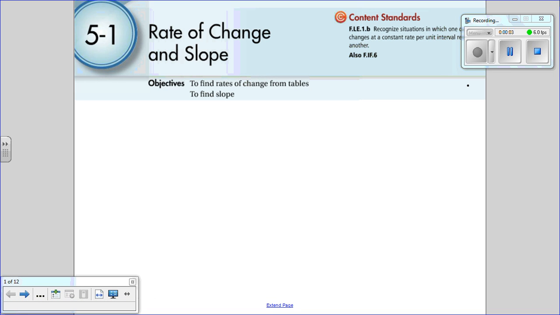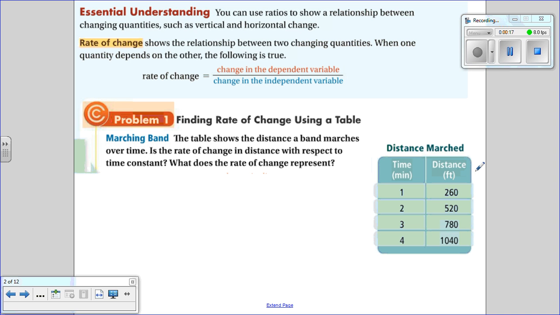This is the start of chapter 5. This is dealing with rate of change and slope. So our objectives are to find rates of change from tables and to find the slope from some given points. Okay.